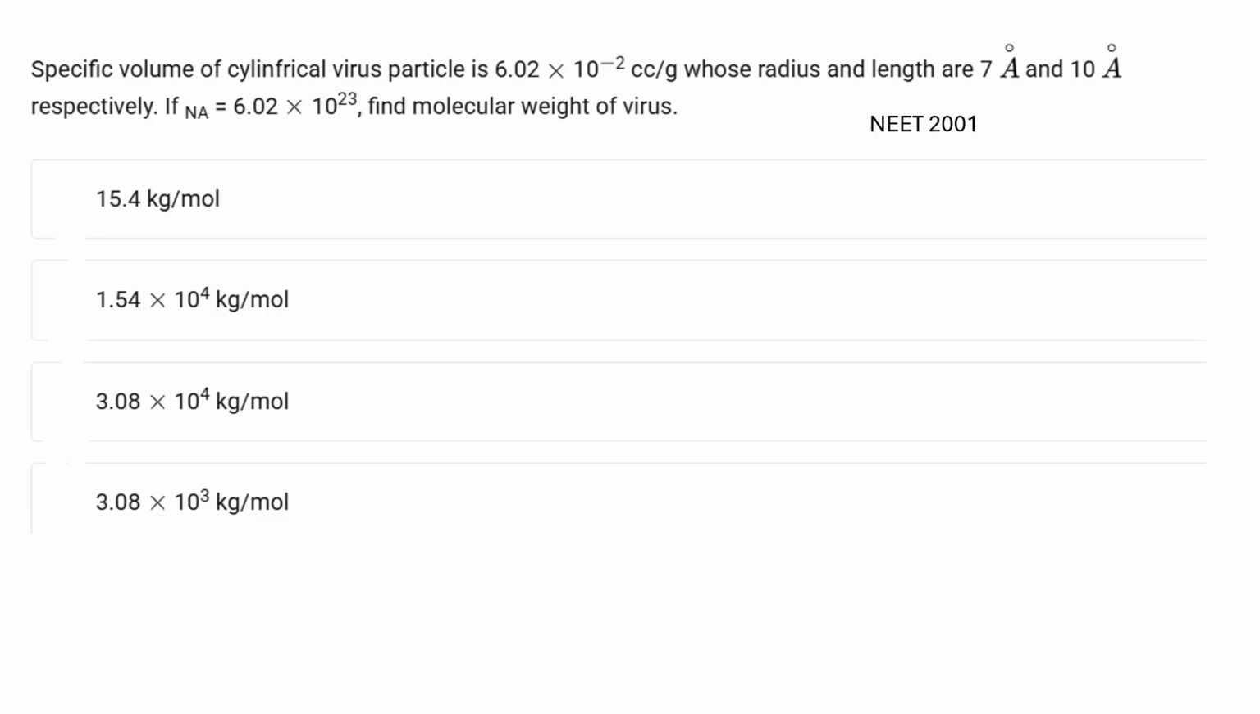But it requires only one formula because it is a cylindrical shape. We need to find the cylindrical volume. That's it. This is very simple. The specific volume of the particle is given. Then, since it is a cylindrical virus, we can find the cylindrical volume, which is nothing but pi r square L.